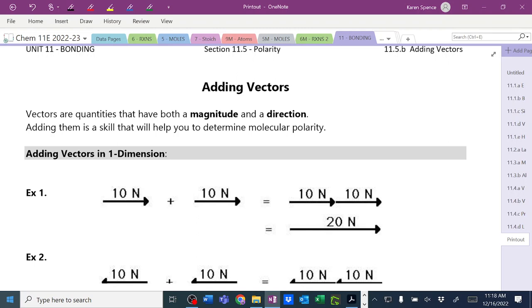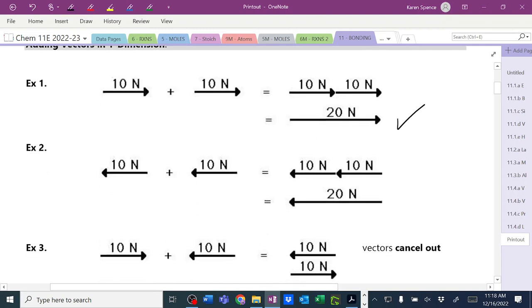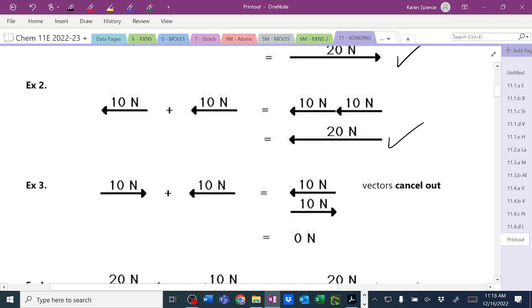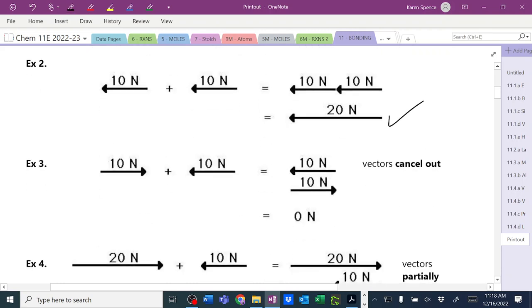So if you had 10 newtons of a force pointing to the right and another 10 newtons pointing to the right, how much would you have in total? 20, and which direction would it be pointing? To the right. So hard, yes? That's why I thought this would be a nice thing to do today. Okay. Now what if we had 10 newtons pointing to the left and another 10 newtons pointing to the left? What would our total be? 20 to the left. What if we had 10 newtons pointing to the left and 10 newtons pointing to the right?